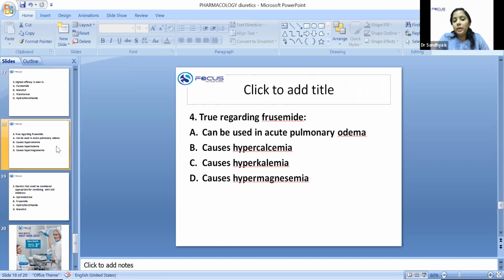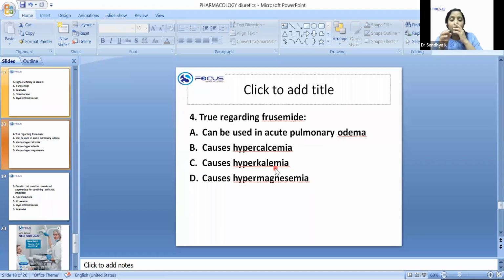True regarding frucimide. Can be used in acute pulmonary edema, causes hypercalcemia, hyperkalemia, hypermagnesemia. Now it is clear, right? Very good. Now, I'm adding on one more thing.